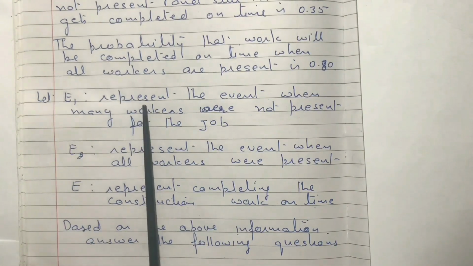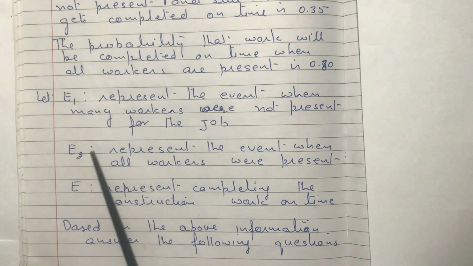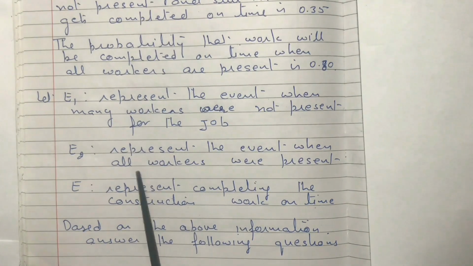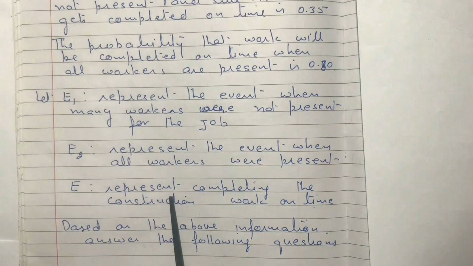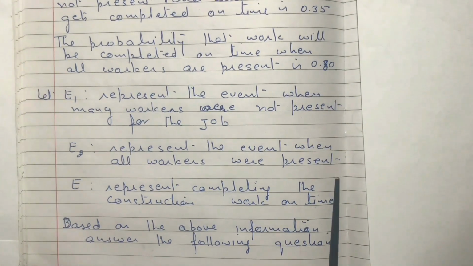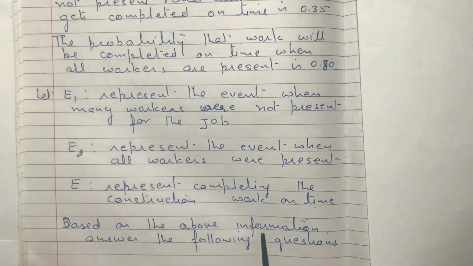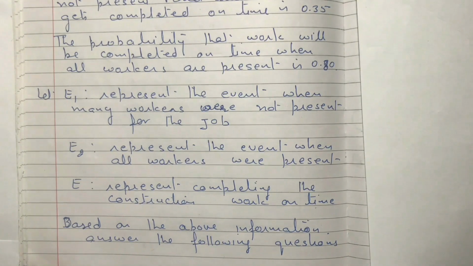Now here E1 represents the event when many workers were not present for the job. E2 represents the event when all workers were present. E is the event which represents completing the construction work on time. Now this information is given to you. Based on the above information, you are to answer the following questions.